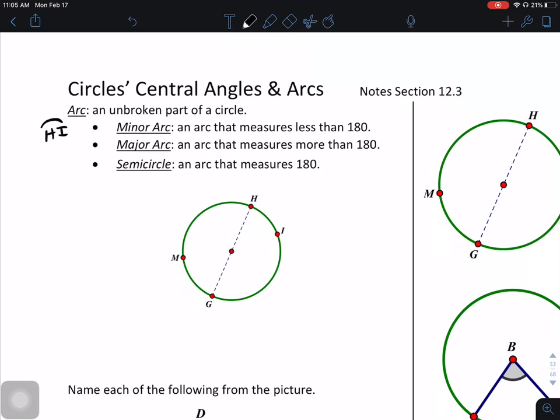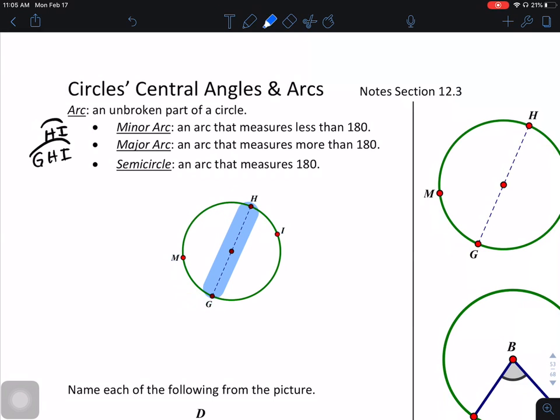Major arc, an arc that measures more than 180. So we can see that segment GH is a diameter. Any arc that crosses through that and goes past it would be a major arc. Major arcs are named by 3 letters, minor arcs by 2. We could call this arc GHI.